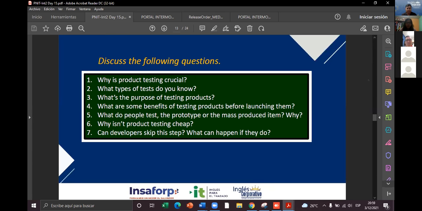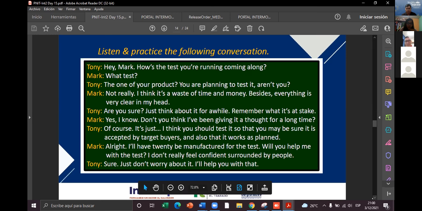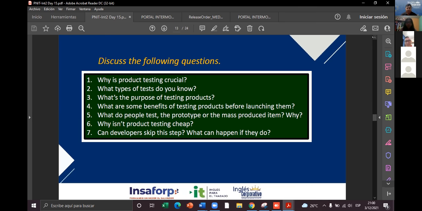The next one, the 13. The question: why is a product tested? The questions are separated from the conversation. They are not the questions about the conversation. Okay.